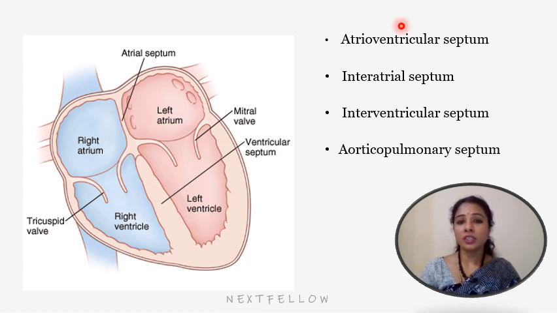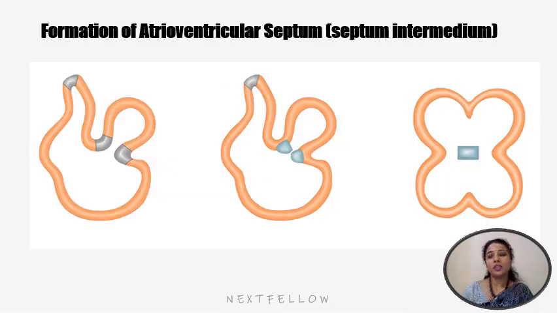So today's session is regarding development of atria, atrioventricular septum, and then interatrial septum with associated clinical aspects. So let's begin with the formation of atrioventricular septum. We know the primitive heart tube has the primitive ventricle and primitive atria. The septum which separates the primitive ventricle and the primitive atria is otherwise called atrioventricular septum.